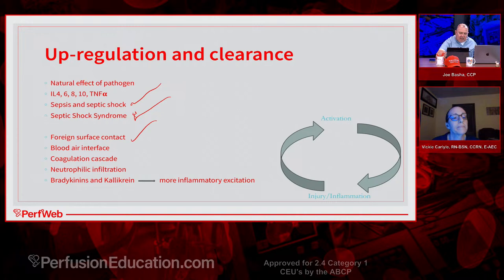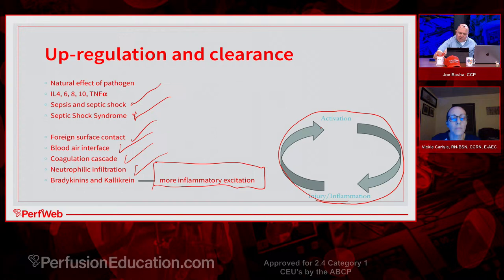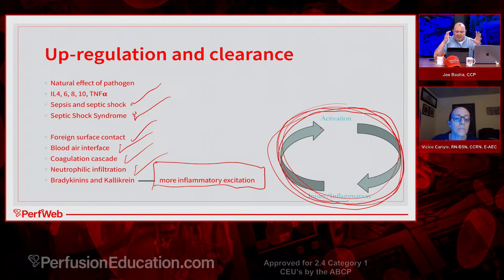Anyway, foreign surface contact area is what is going to precipitate this. Blood-air interface, your pump suckers on bypass, an air leak in your venous line, whatever the case may be, activates your coagulation cascade, neutrophilic infiltration, and bradykinins and kallikrein results in more inflammatory excitation. And basically, it's an injury, inflammation results in activation, which causes more injury and inflammation, which is more activation. And it keeps doing this and you get worse and worse. You have to do something to stop this vicious cycle.